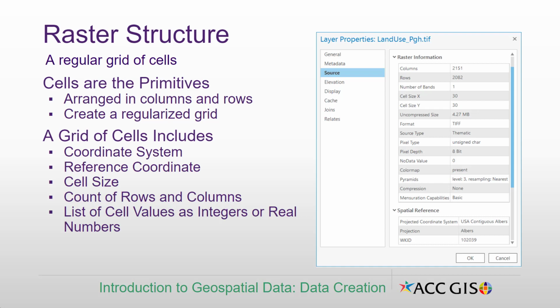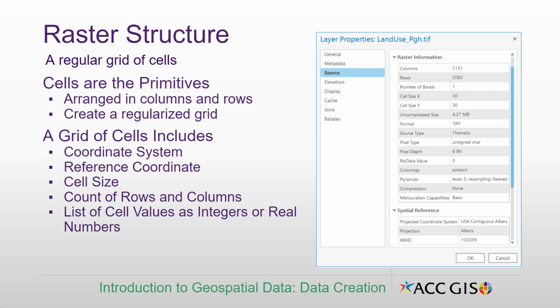The thing I really love about raster structure is it is very, very simple. Again, it's just cells arranged in rows and columns in which the upper left-hand corner is referenced on a coordinate system, and the cell size is defined along with the number of rows and columns.